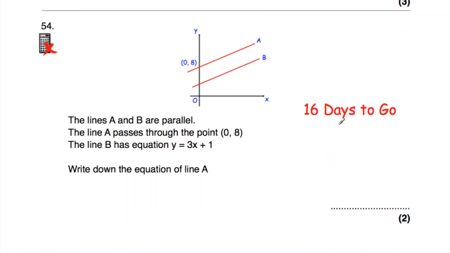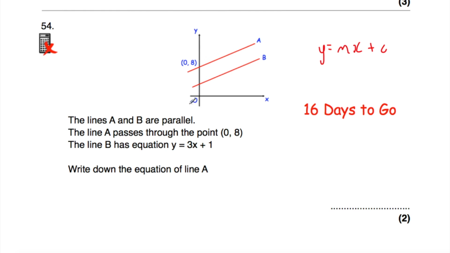Okay, our next question is on parallel lines, and we covered this just a couple of days ago. So remember, the equation of a line is y equals mx plus c, where m is the gradient and c is the y-intercept. Now, I want to find the equation of the line A. Now, we know the y-intercept is going to be 8, so it's going to be plus 8. Let's find its gradient, m.